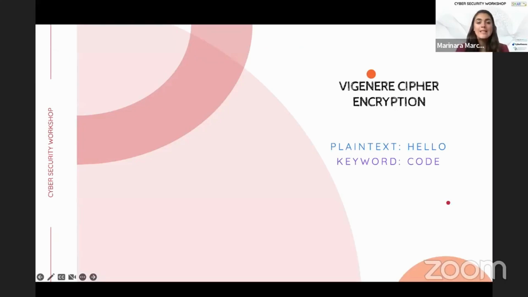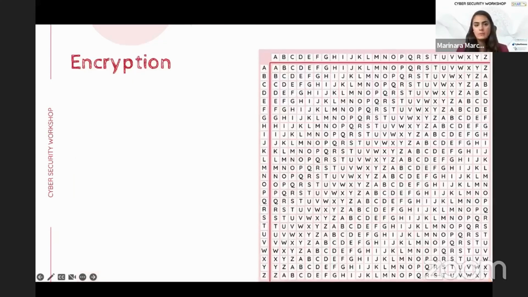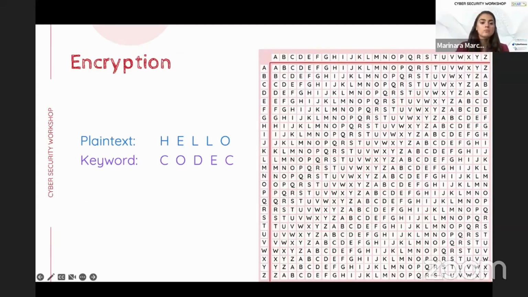So let's see how we would encode the plain text hello with the keyword code using the Vigenère cipher. As I said, we have the plain text, hello, and the keyword. The keyword is going to repeat itself to match the length of the text, so we start with code, and then we would rewrite code here if there were more letters. If there is a space, you can just leave the space, and then the next letter would be the O.